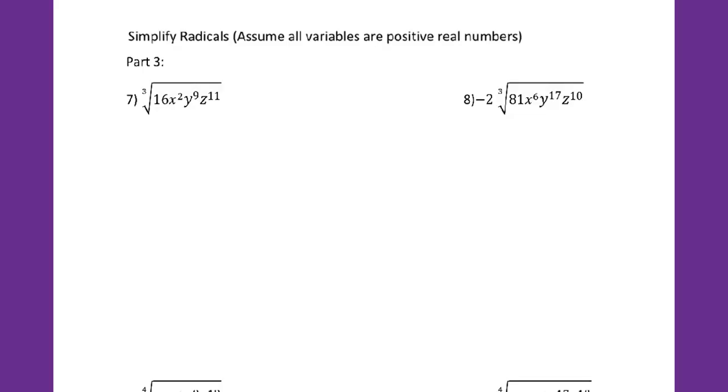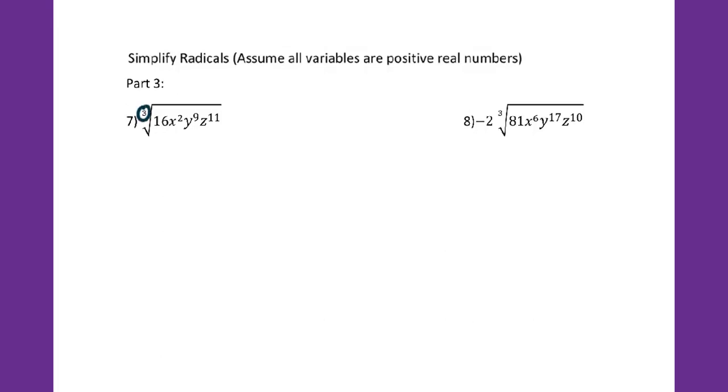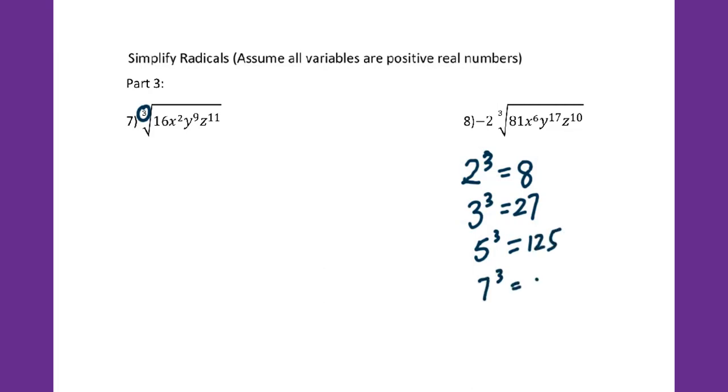In this video, we will deal with the cubic root and fourth roots. For the cubic root, let's check some cubic numbers. So we have 2 to the third power, that is 8. 3 to the third power, that is 27. 5 to the third power, that is 125. You can do 7 to the third power and keep going.